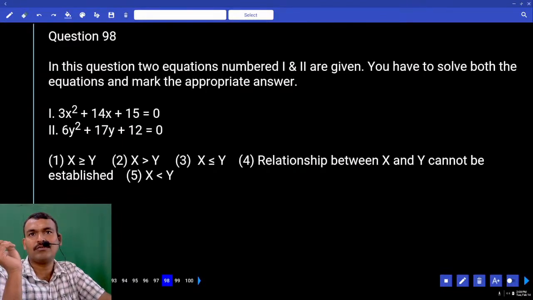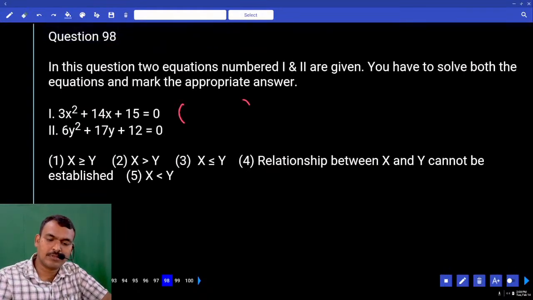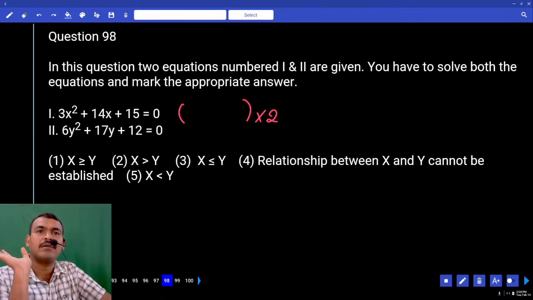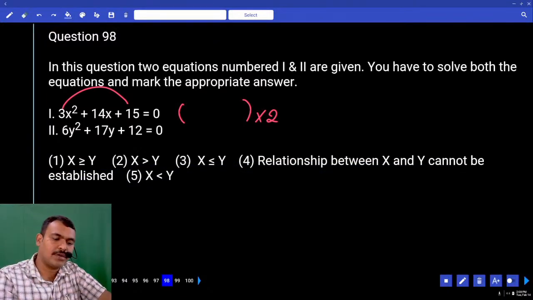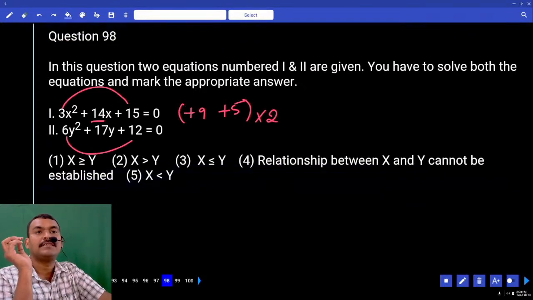2 times. X roots multiplied by 2 times. But 6 how many times? 1 time. Y roots multiplied by 1 time. 3 into 15 how much? 45. But sum is 14. One will be plus 9. Another one plus 5. Second one 6 into 12.